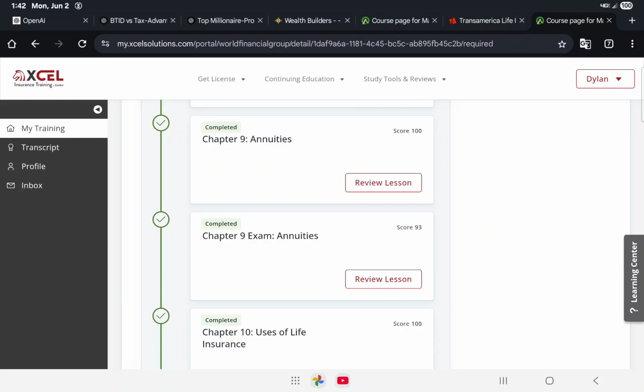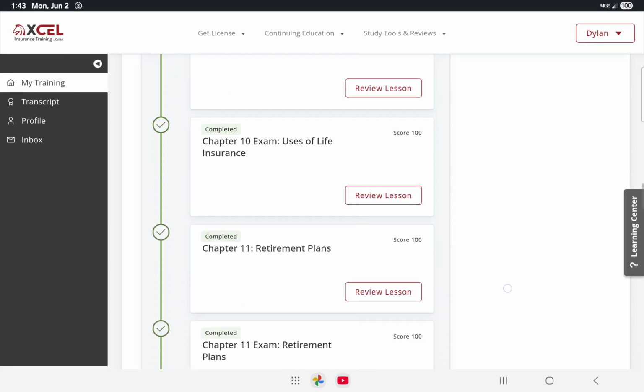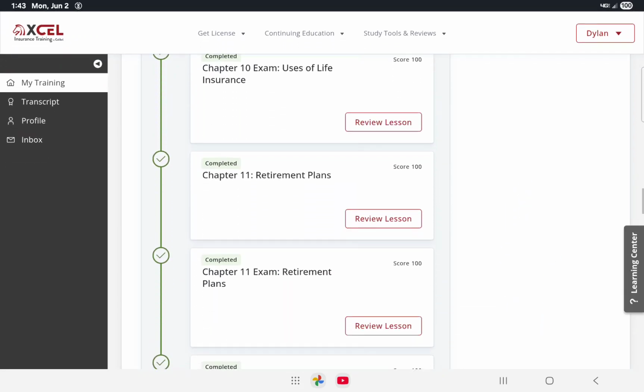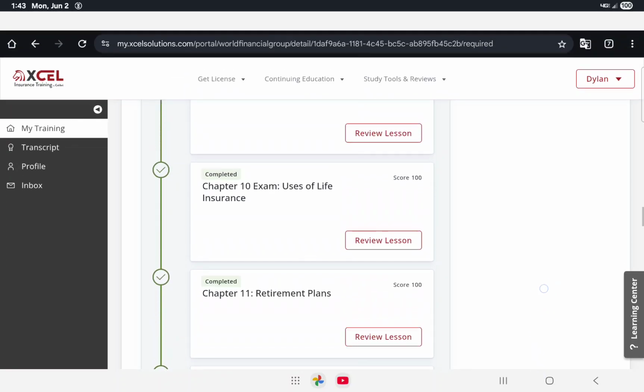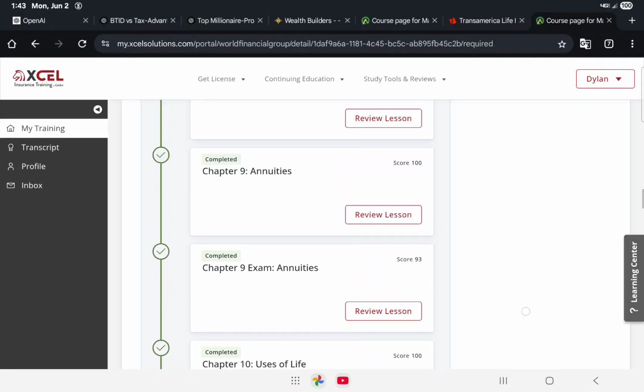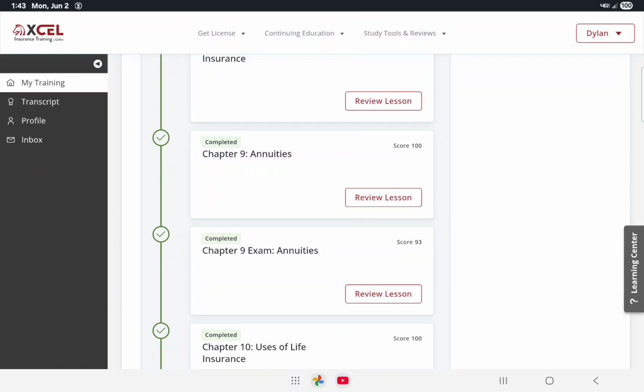We're gonna actually do 9, 10, and 12 in this section. Chapter 11 is kind of very lengthy, so I'm gonna do that one probably on its own. But right now we're gonna do 9, 10, and 12. Okay, and we'll probably do annuities twice just to make sure that if there's any questions that we miss or that they double up with, we can answer those as well.